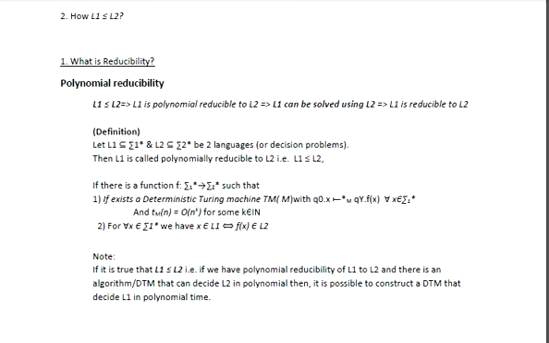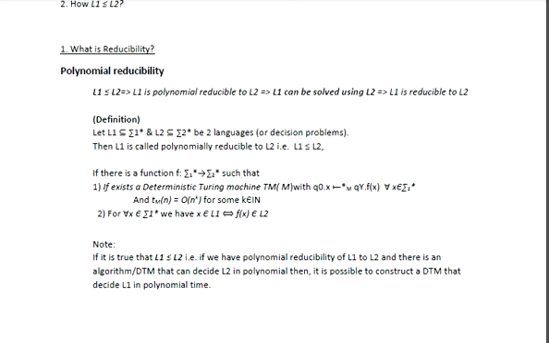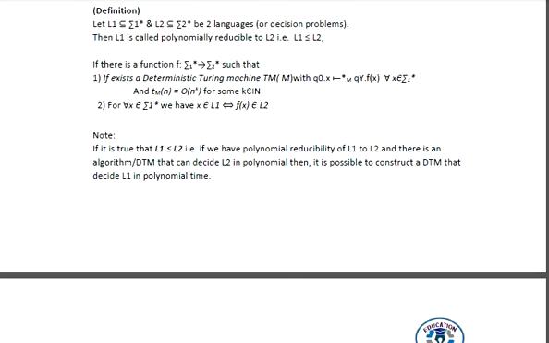Here is a note that L1 can be polynomially reducible to L2. If there is an algorithm or deterministic Turing machine for L2 in polynomial time, then it is also possible to construct another deterministic Turing machine that can decide L1 in polynomial time. So how can we do it?